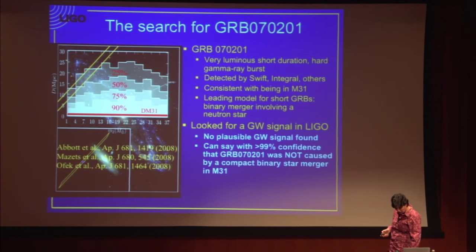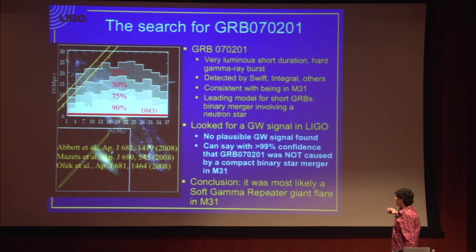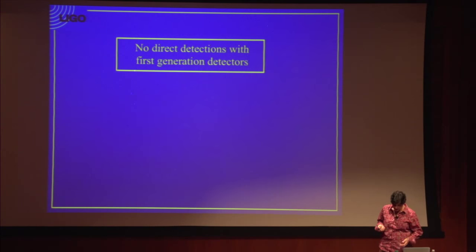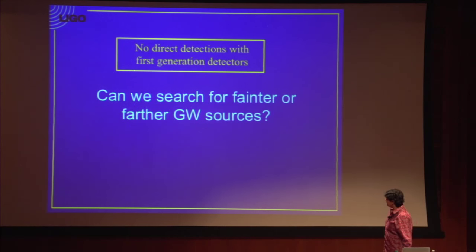And this led to a whole set of follow-up observations where it was concluded that it was most likely a soft gamma repeater or giant flare in M31 and not actually a short hard burst. So here's an example of what you can do even in the absence of signal if you have a well-built detector. But of course, we couldn't just stop there. There have been no direct detections with this first generation of detectors. And so, of course, we set about a decade earlier already, by the late 1990s to early 2000s, designing and planning for the second generation detector.